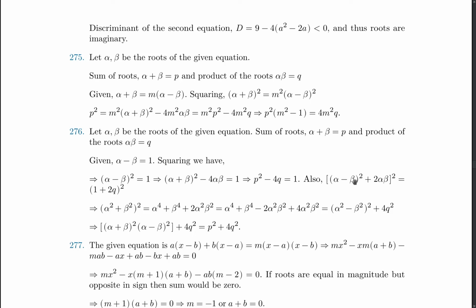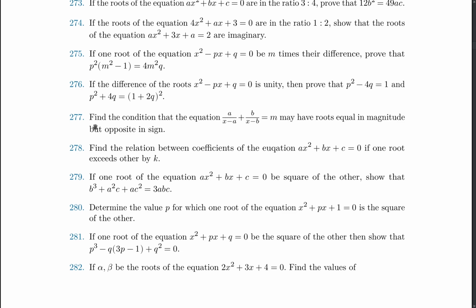Also, alpha minus beta whole square plus 2 alpha beta whole square, that is alpha square plus beta square whole square, is 1 plus 2q whole square. Now from this equation, alpha square plus beta square whole square is equal to alpha to the power 4 plus beta to the power 4 plus 2 alpha square beta square, which is equal to alpha to the power 4 plus beta to the power 4 minus 2 alpha square beta square plus 4 alpha square beta square. So we can write this as alpha square minus beta square whole square plus 4q square. And this gives us alpha plus beta whole square into alpha minus beta whole square plus 4q square, which is equal to p square plus 4q square.